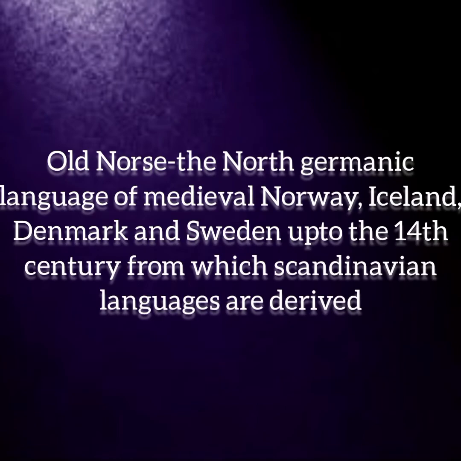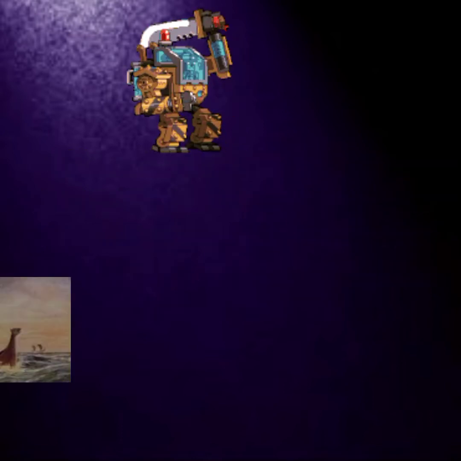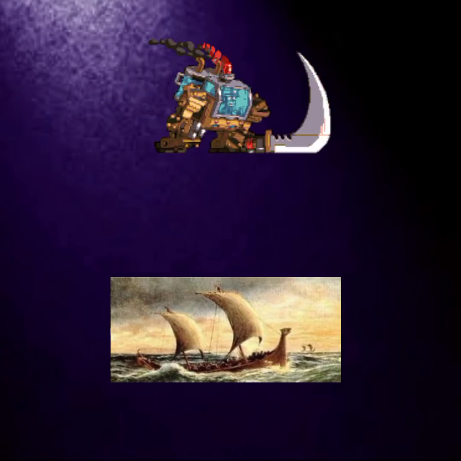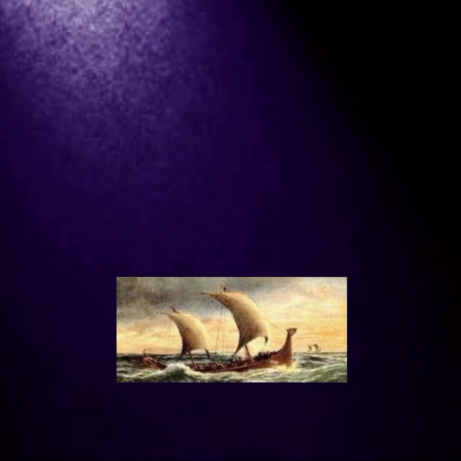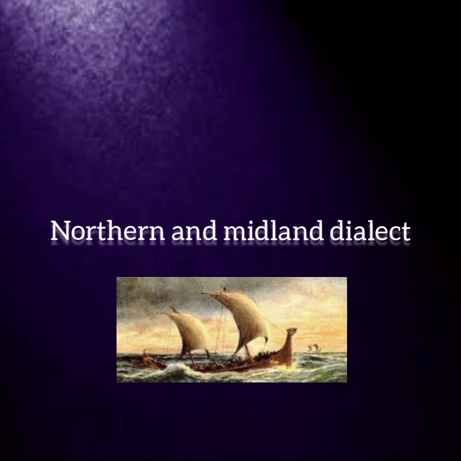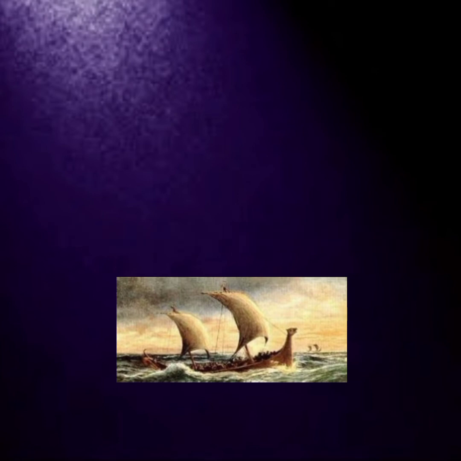Here, Old Norse means the North Germanic language of medieval Norway, Iceland, Denmark, and Sweden up to the 14th century, from which the Scandinavian languages are derived. Before the Norman conquest, it was first caused by Scandinavian invasions, which influenced the northern and midland dialects early. But the Norman conquest, which brought Norman rule in England, brought so many changes as seen above.